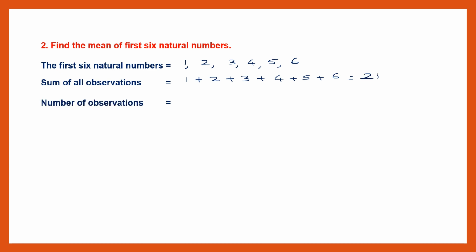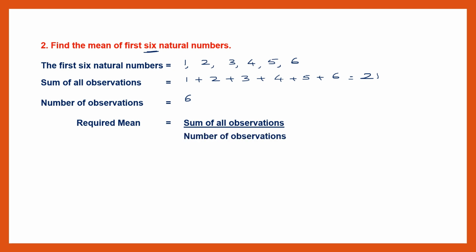Next step is number of observations. How many observations are there? So here it says first 6 natural numbers. So the number of observations is 6. Now we can find the required mean by using the formula sum of all the observations divided by the number of observations. So sum of all observations is 21 and we're going to divide this by 6.